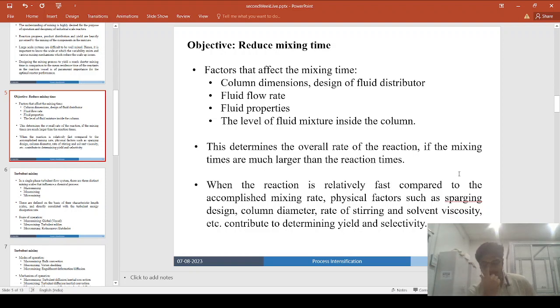Same thing again. If your intrinsic reaction kinetics is quite fast as compared to the mixing step, then it is the mixing step, like the sparger design, column diameter, rate of stirring, and solvent viscosity, that will determine the overall reaction yield and selectivity. So that is why you need to learn about the mixing time, and your objective is to reduce the mixing time.